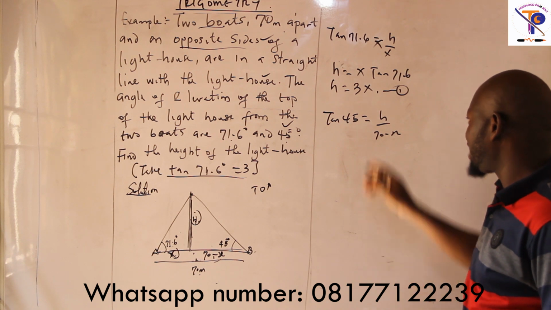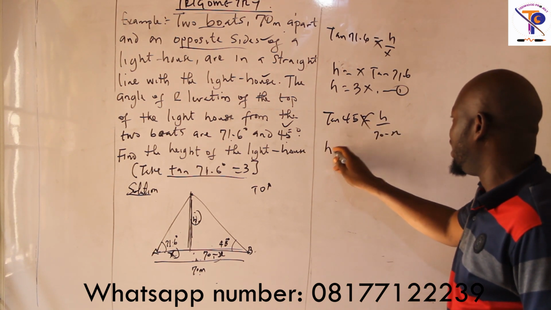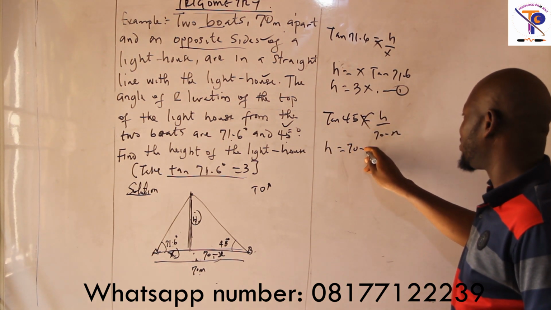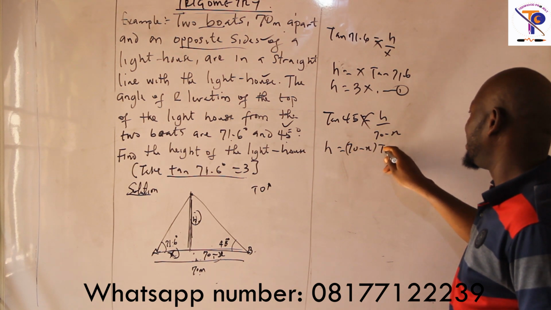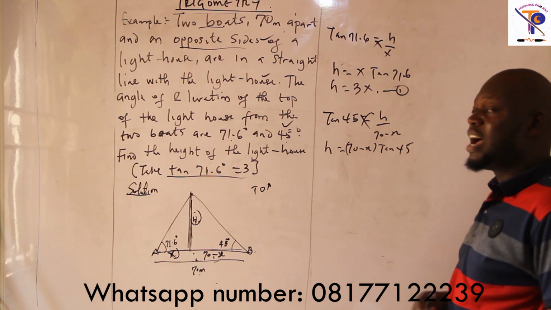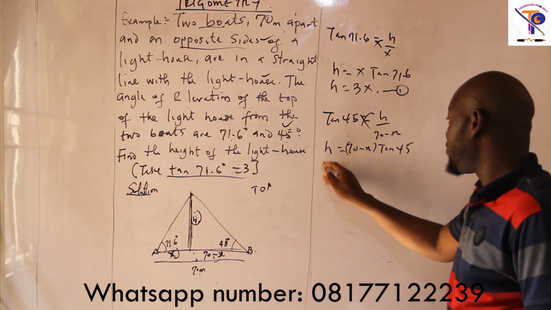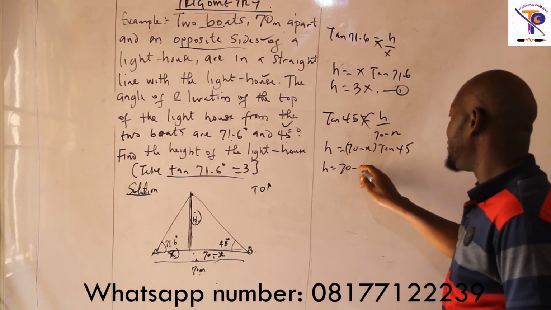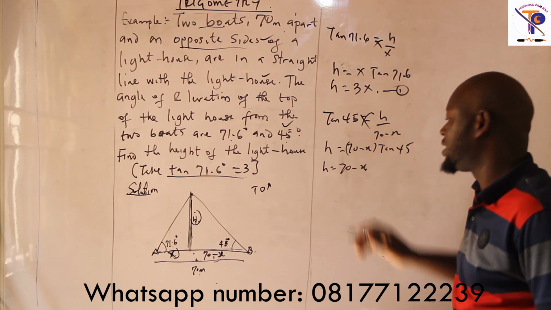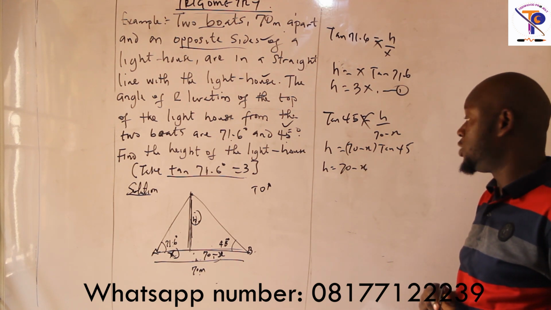For me to have this, I will cross multiply again. I will have H equals 70 minus x tan 45. If you press your calculator, tan 45 is equal to 1. So I have H is equal to 70 minus x times 1. That is 70 minus x eventually.